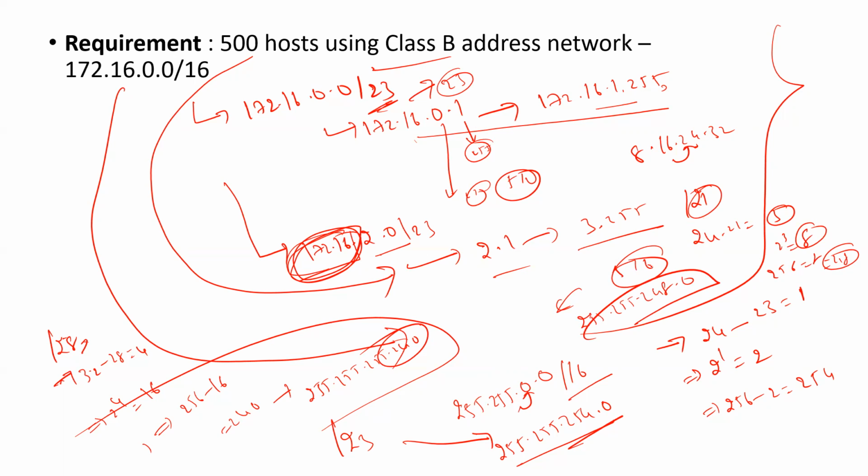Here the valid IP addresses: 0 is there, 255 is there, so 1.0.1 to 1.254 are the valid IP addresses. 0.0 is the network address, 1.255 is the broadcast address. The addresses in between are called valid IP addresses.